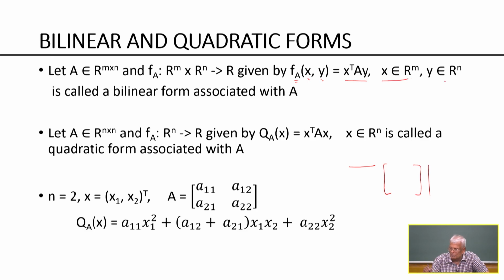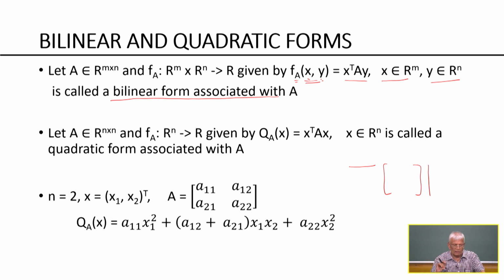x belongs to R^m, y belongs to R^n. That's called the bilinear form. Why is this a bilinear form? This function is linear in x, and this function is linear in y. Simultaneously linear in two variables, bilinear. Are you with me? So given A, what does it do? It maps the vectors from R^m and R^n simultaneously. So there are two vectors given, one from R^m, another from R^n. f_A of x comma y is x transpose A y, and that's a scalar. Are you with me now?